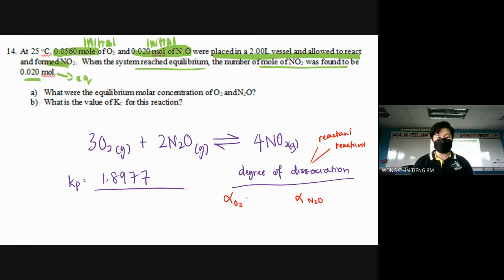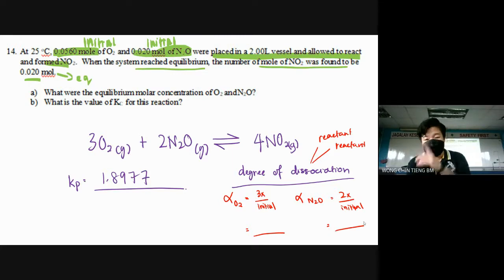So bila kamu ada ICE table, I believe ICE table kamu adalah 3x over initial and then this one adalah 2x over initial, betul? Substitute in your x value, kamu akan dapat degree of dissociation oksigen dengan degree of dissociation N2O. Okay? Ni degree of dissociation oksigen 0.26. Setuju yang lain? Yeah, come on boys. I want degree of dissociation N2O. 0.5. Betul? Setuju?